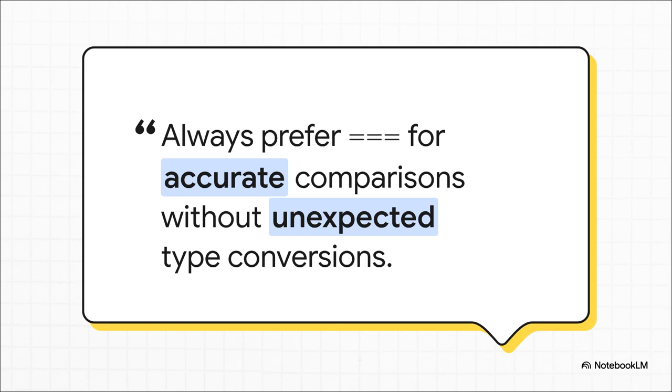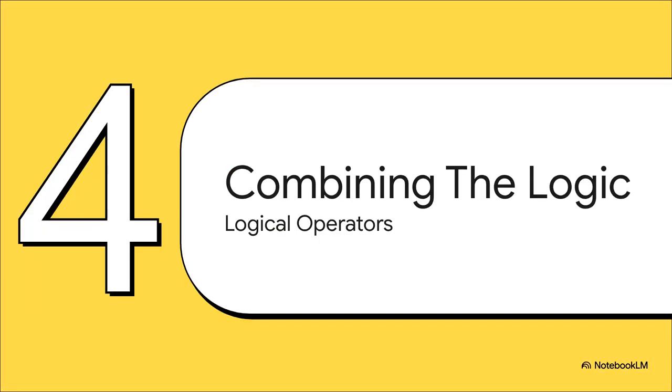So here's the golden rule, the one piece of advice that will save you so much pain later on. Always, always, always prefer strict equality. It forces your code to be predictable and stops JavaScript from making weird assumptions for you. All right, so now we can ask simple true or false questions.